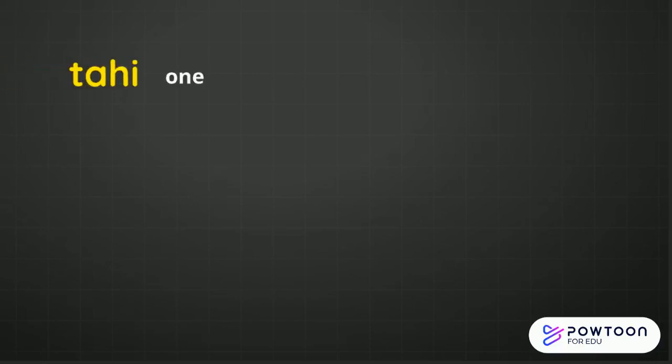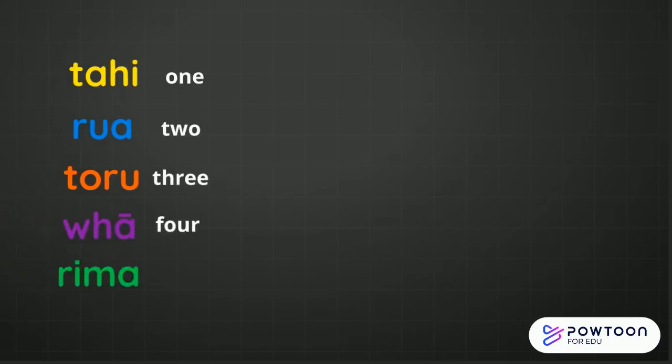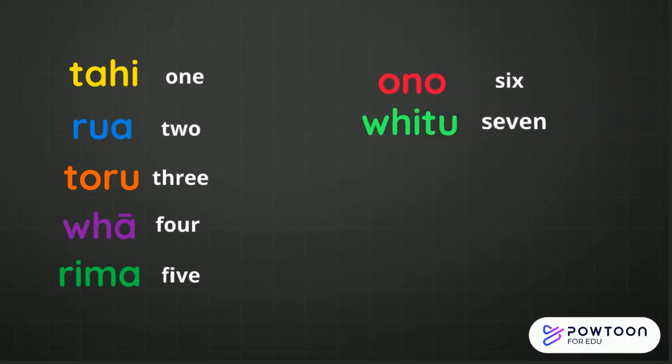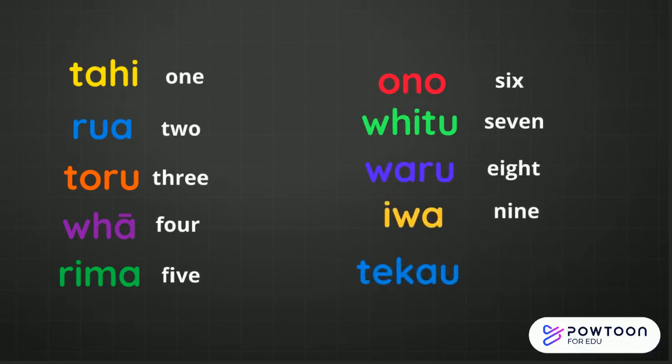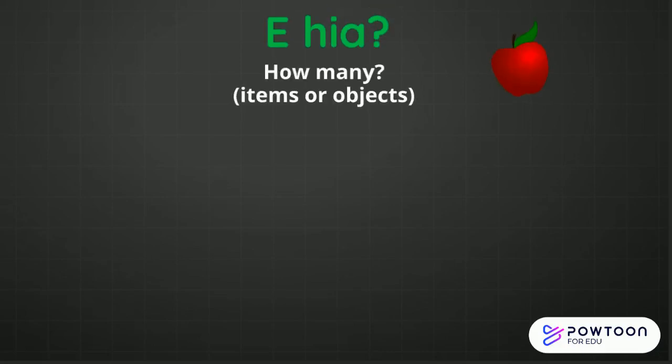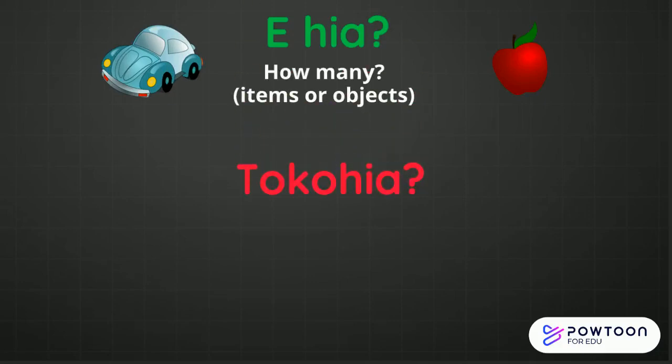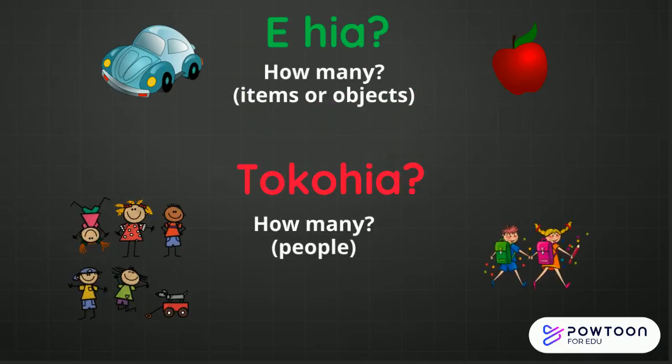Tahi, rua, toru, whā, rima, ono, whitu, waru, iwa, tekau. We use e here when asking about items or objects. We use Tokohia when asking about people.